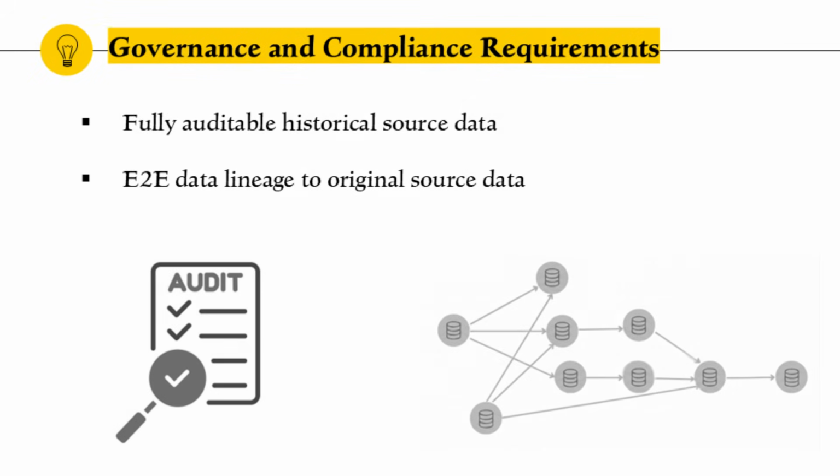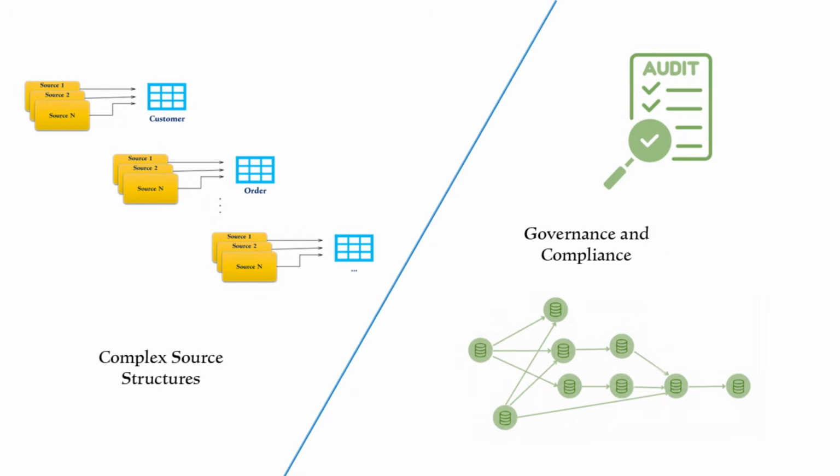That is not all. Another challenge is that organizations must meet strict governance and compliance requirements, including preserving complete historical data exactly as it was received for regulatory auditing, and maintaining full data lineage back to the original data sources. This is exactly where data vault modeling comes in, an approach designed to handle evolving data structures, multiple source systems, and strict governance requirements in a scalable way.